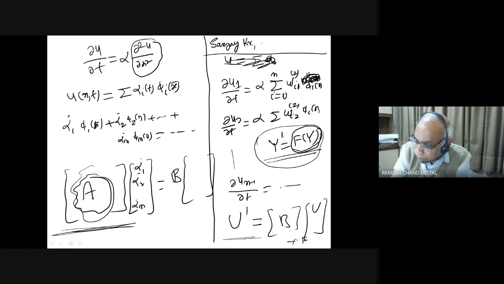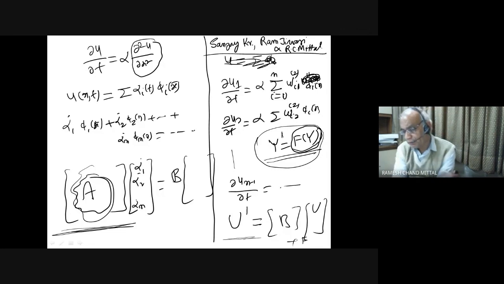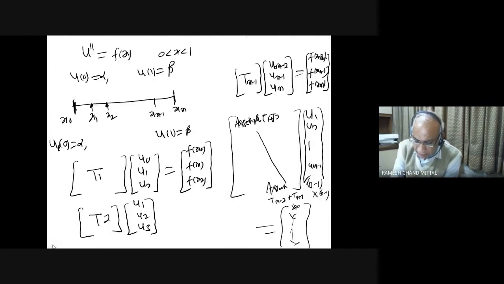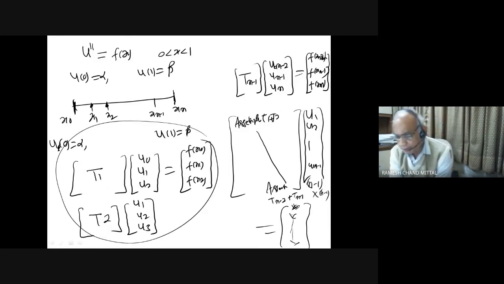Sanjay Kumar, Ram Jiwari, and R.C. Mittal. You will find 4 or 5 papers. In one paper, we have given the whole methodology in the beginning, and how to find your local 3-point solution. Not only 3-point, we have given 5-point and 7-point in that paper.